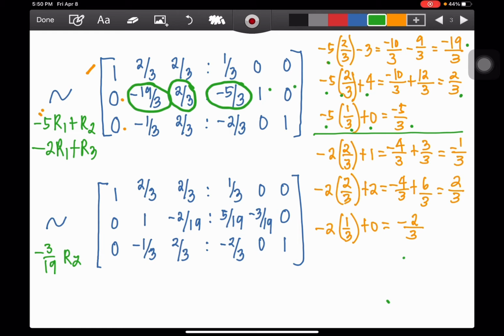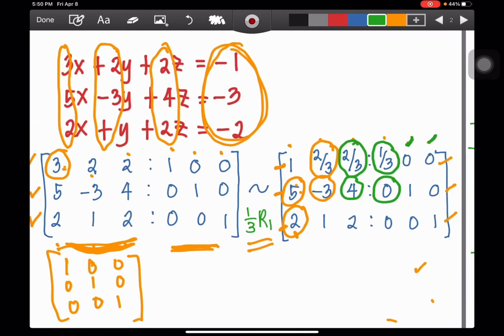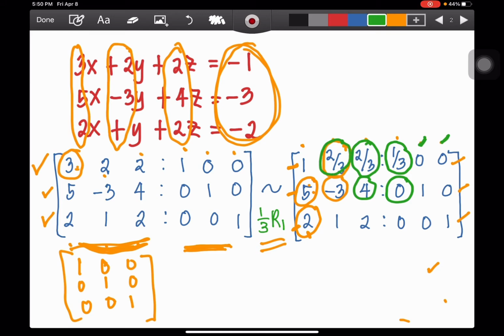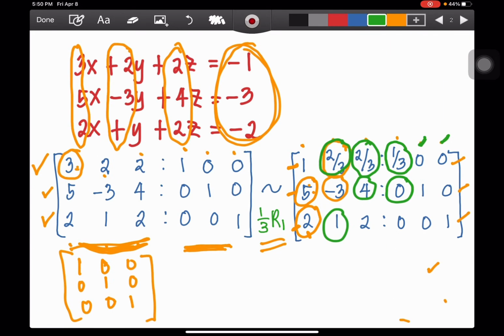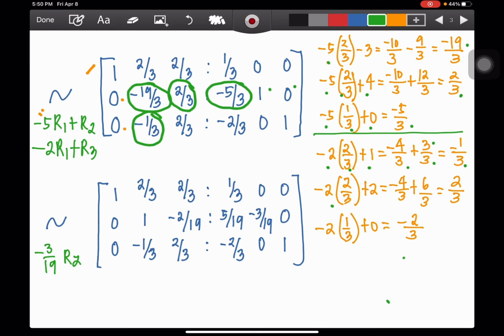Okay, then let's proceed to row 3, negative 2r1 plus r3. So that we have negative 2 of 2/3 plus 1, which is equal to negative 1/3. That's because we have negative 4/3 plus 3 over 3, which is negative 1/3. So kindly review your operations of fractions. Alright, so we have negative 2 of 2/3 plus 2. So that is negative 4/3 plus 6 over 3, which is equal to 2/3.